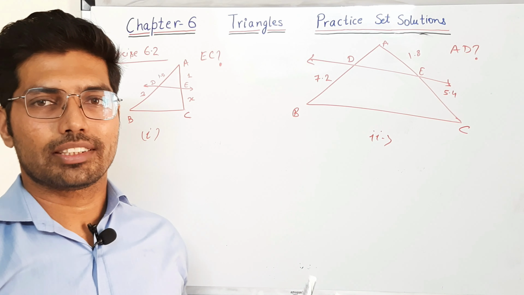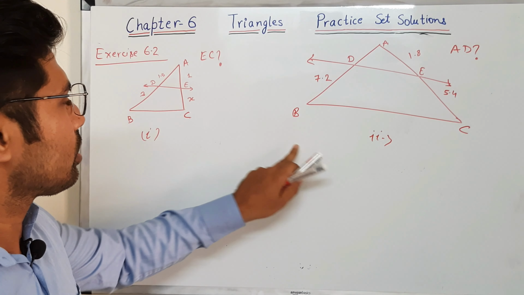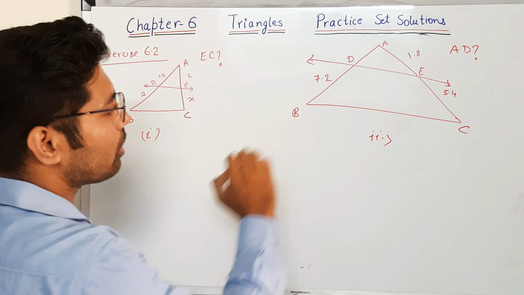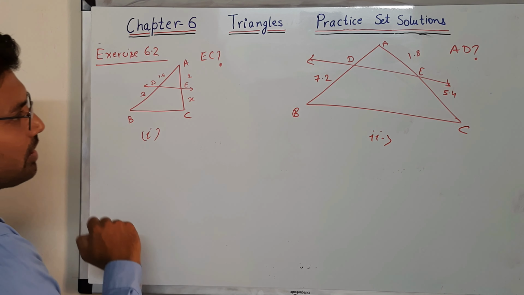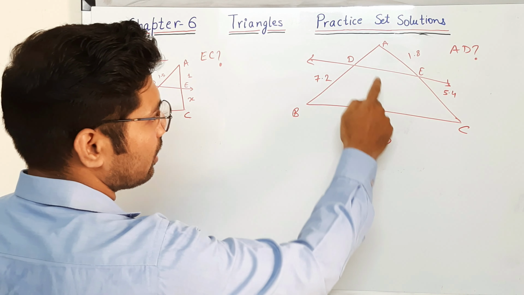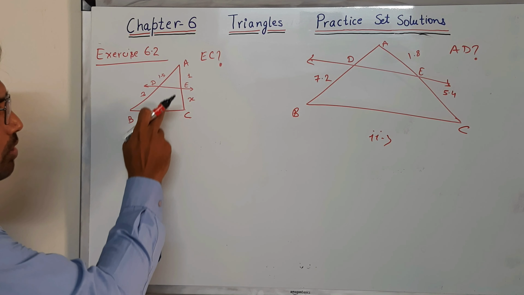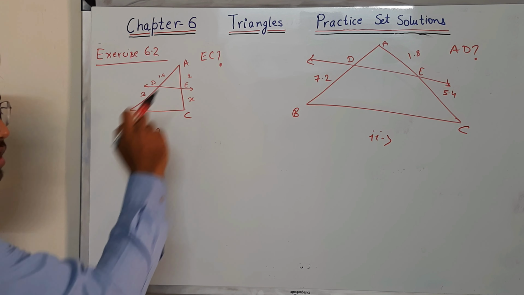Okay guys, now come to the next exercise. In this we have two figures. We are given that DE is parallel to BC. Here DE is also parallel to BC. We need to find EC in this one and we need to find AD in this question. As we know, when these two lines are parallel, these two sides are in proportion.